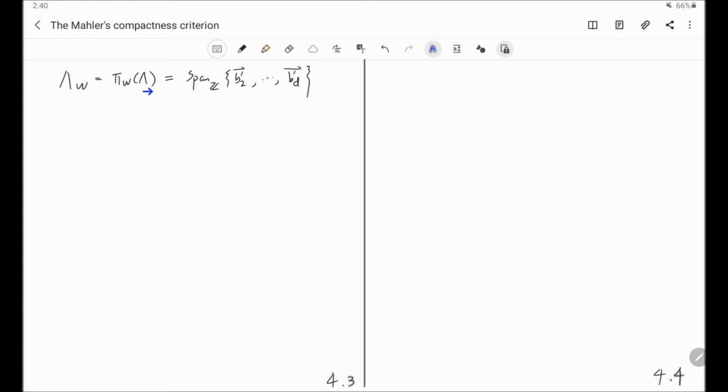Because lambda is unimodular, and B1, B2, all the way through BD is a basis for lambda, we know that if you take the wedge product as a norm, this will be the same as the covolume of lambda, which is 1, because lambda is unimodular. Now, you might be curious how this norm is defined.